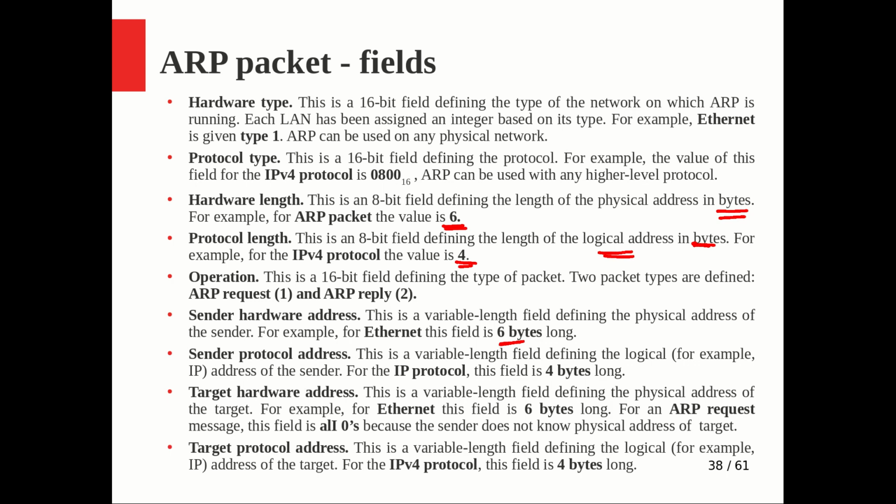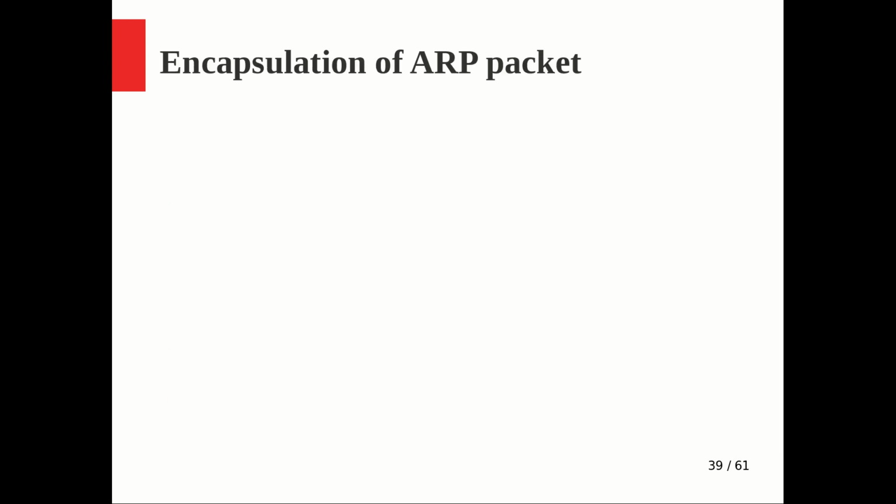Again the target protocol address, again a variable field defining the logical address of the target, and that will be known to the sender, right? For IP version 4, this will be a 4 byte field. For a different network it will be of different size.